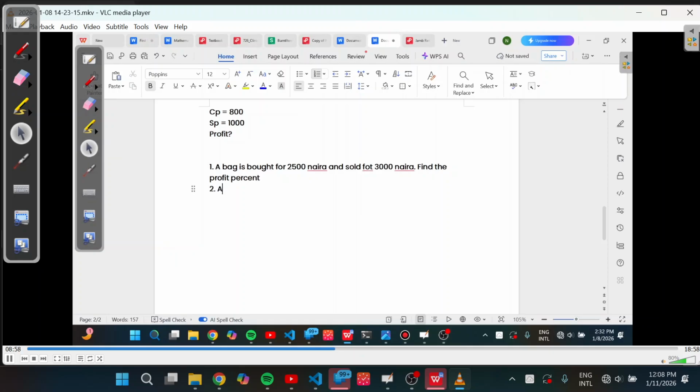So a bag is bought for 2,500 naira and sold for 3,000 naira. Find the profit percent. The second question is a phone is sold for 18,000 naira at a loss of 2,000 naira. Find the loss percent.